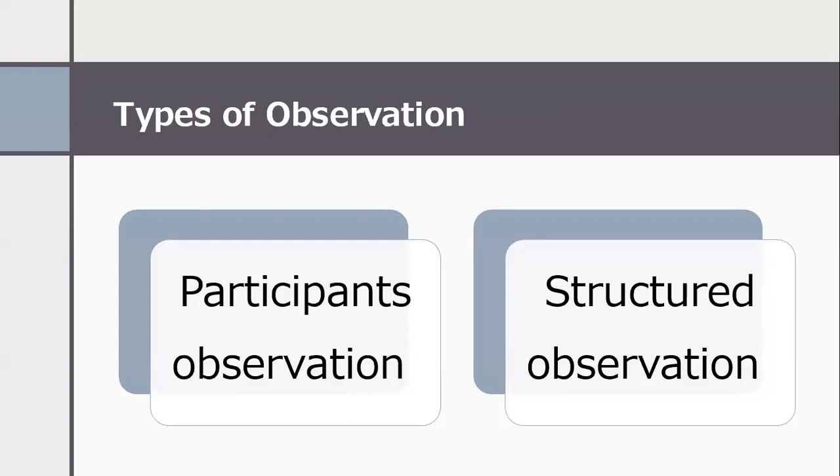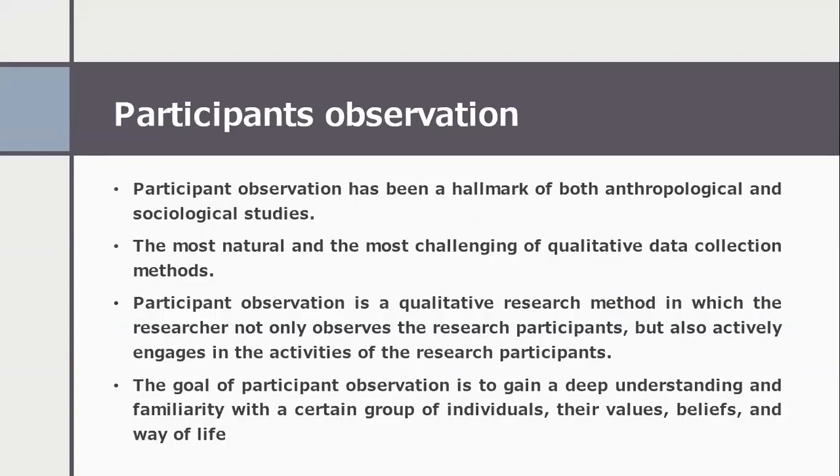Next one. There are two types of observation: participant observation and structured observation. As the name suggests, participant observation is when we participate in something and do the research. And structured observation is something that is well defined and has a proper structure. Yes, ma'am, next. Participant observation has been a hallmark of both anthropological and sociological studies.